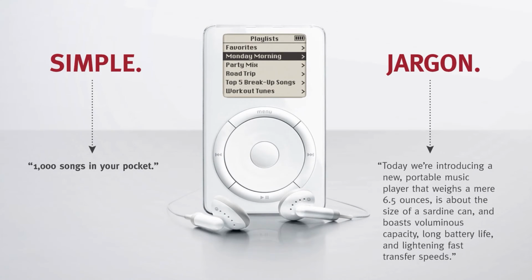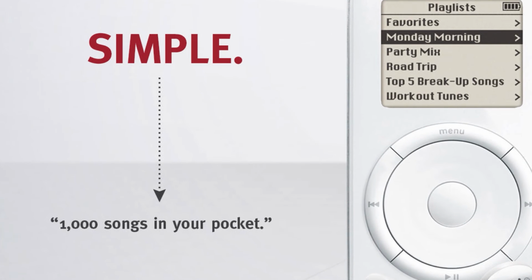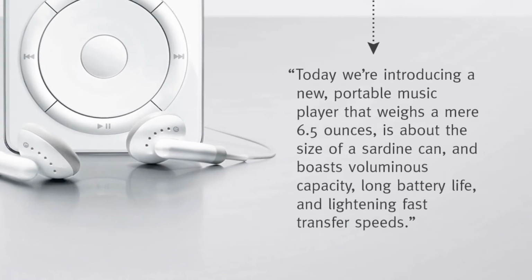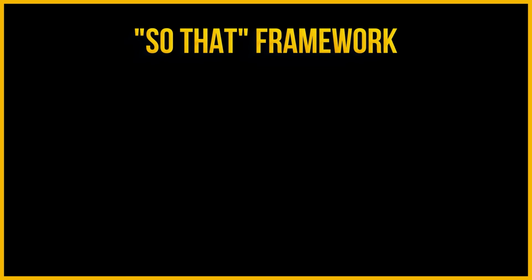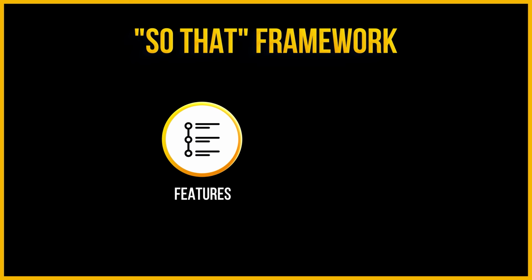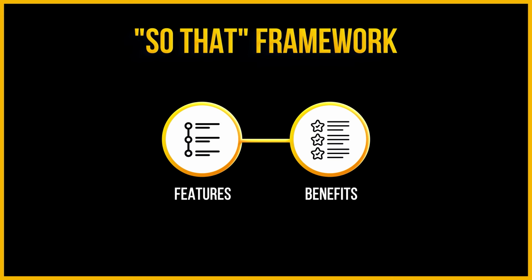When Apple launched the iPod, they used the benefit "1,000 songs in your pocket" instead of saying "the world's first portable digital media player." So how does this work? Let's move on to a framework that can help you craft benefit-driven copy effortlessly. It's called the So That framework, and here's how you can use it. This framework helps in directly linking a feature with a tangible benefit.